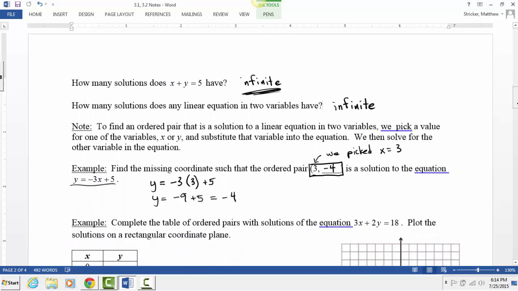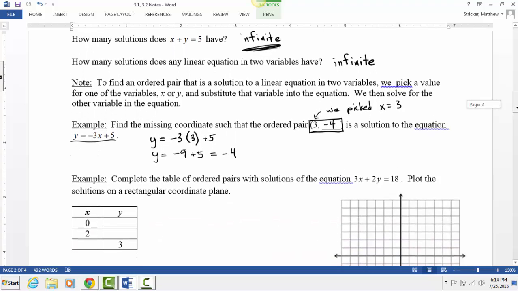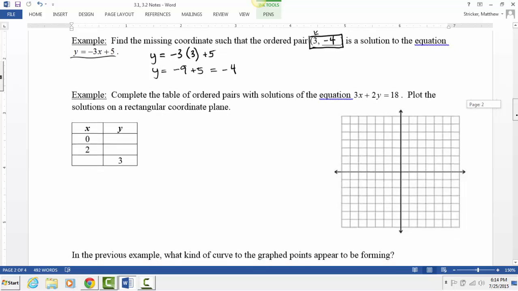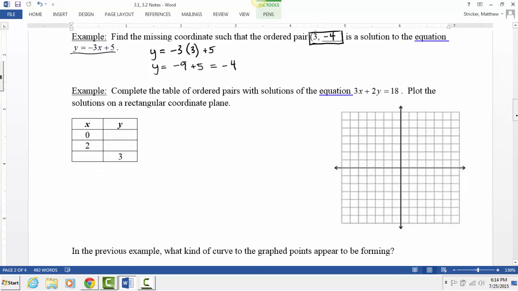Now notice in this equation it's easy to plug in a value for x because y is already by itself. We could plug in x and easily tell what y is. And this is how we go about solving to find points so that we can graph a linear equation.